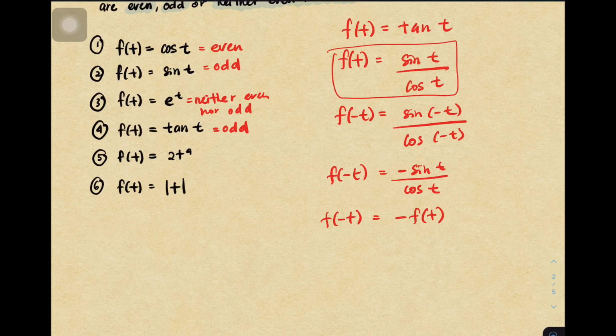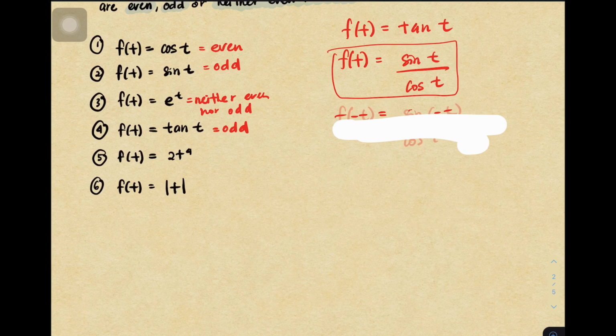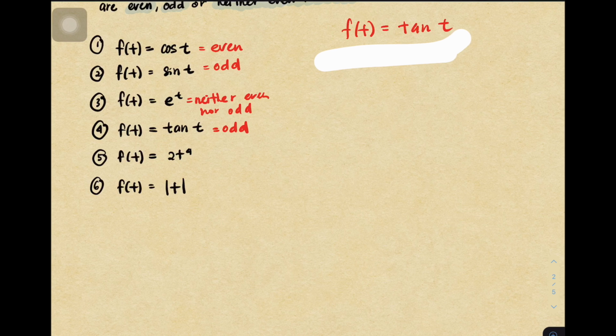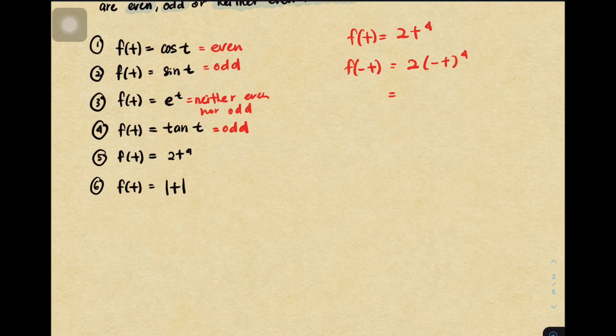Okay, so the same goes for equation number 5. What you have here is f(t) equal to 2t to the power of 4. Let's check whether this one is even, odd, or neither. Your f(-t) will be 2 times (-t) to the power of 4. Negative t to the power of 4 will give you back t to the power of 4. Therefore, your f(-t) is equal to f(t), which means that our function here is an even function.